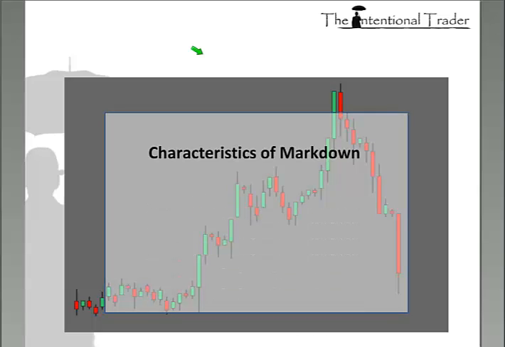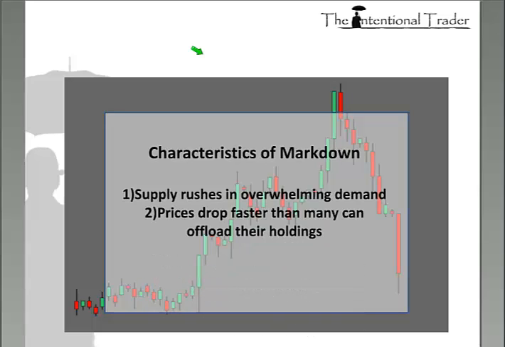and then the final phase. Final phase is the markdown. All right, so they've made their profits on a large portion of the instruments that they hold, or the contracts that they hold, or whatever it is. Now what they're going to do is dump the balance of their holdings on the market. And when they dump it, supply is going to just rush in, okay? Prices are going to just start dropping like crazy.